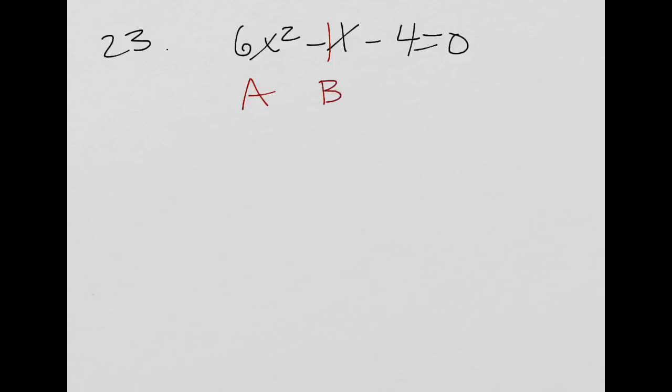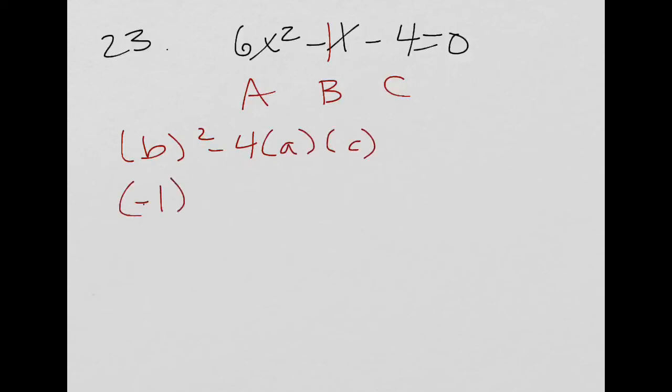Number 23 gives you another one to solve with the quadratic formula. A is 6, B is negative 1, C is negative 4. So discriminant first, always. So we get negative 1 squared minus 4 times 6 times negative 4. That gave me 97.